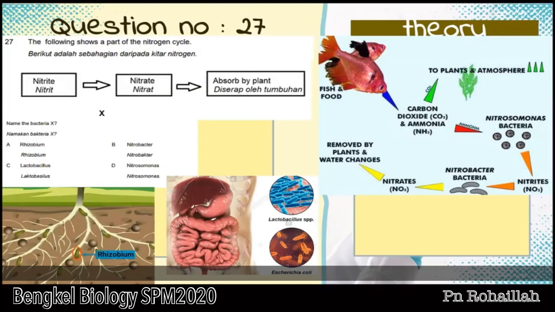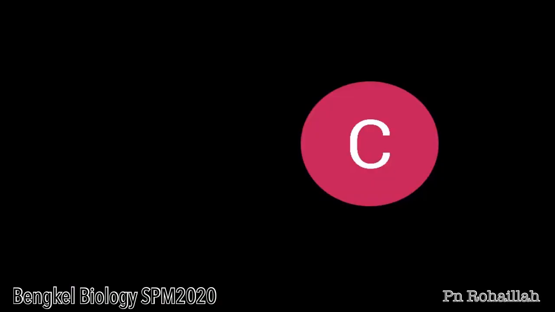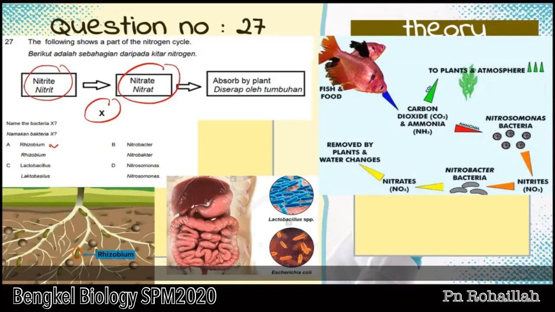The following shows a part of the nitrogen cycle. So nitrite becomes nitrate. So there is an X. So what is the name for the bacteria X? So you tengok. First saya dah tengok ribosome. Ribosome tu dekat mana? So ribosome are located at the root. And then next, lactobacillus. Lactobacillus tu ada dalam vitagen, ada dalam you punya yogurt. So lactobacillus are located in the small intestine.